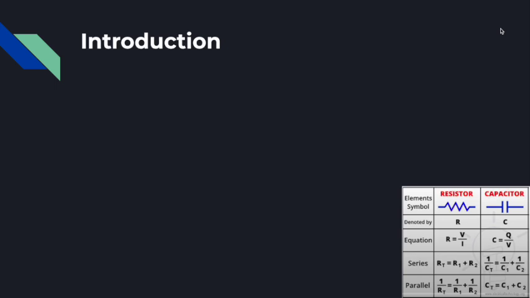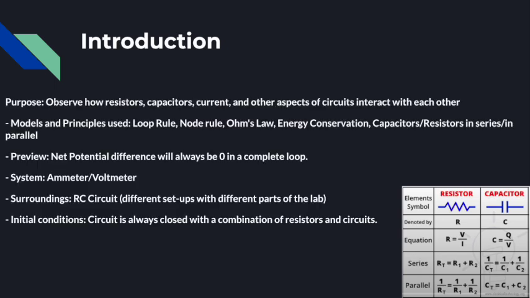So, the introduction. The purpose was to observe how resistors, capacitors, current, and other aspects of circuits interact with each other. The principles we use are the loop rule, the node rule, Ohm's law, energy conservation, and capacitors and resistors in series and parallel. The net potential difference will always be zero in a complete loop. The system was an ammeter and a voltmeter.